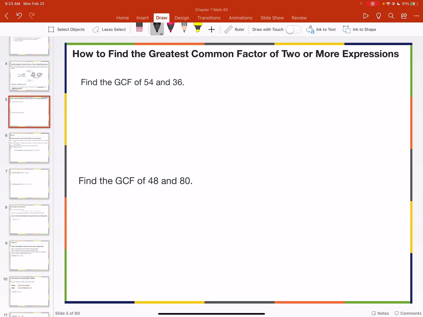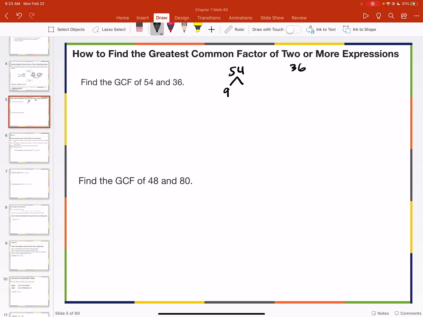So let's find the GCF of 54 and 36. Now there's a couple ways to do this. One way that will always work is if you do prime factorization. Ultimately, with numbers, later on you're going to realize that it's easier and easier just to get the largest number that divides into both of them. But for now, let's go ahead and just look at it this way.